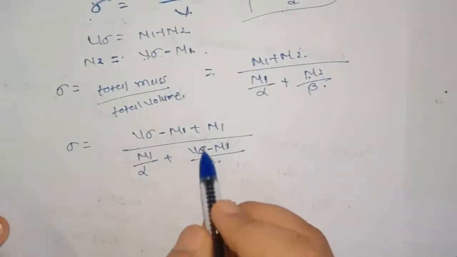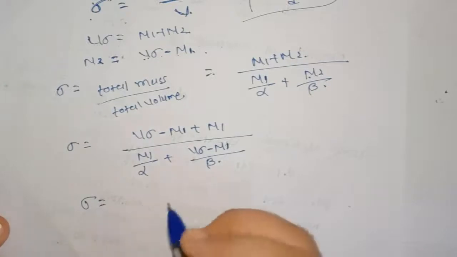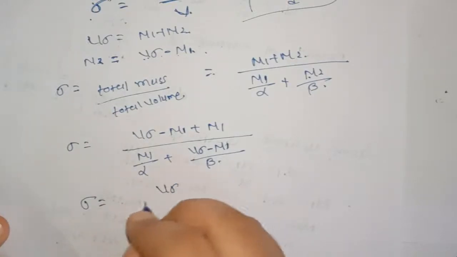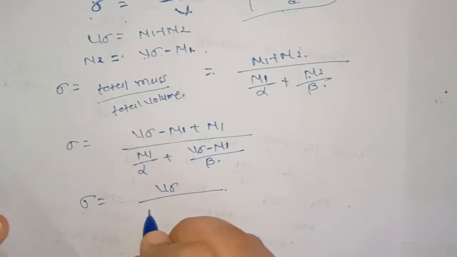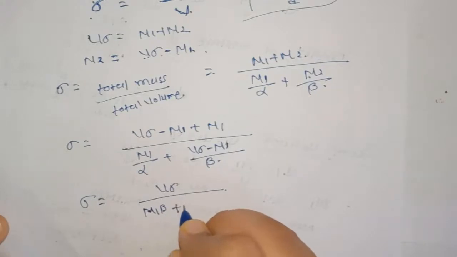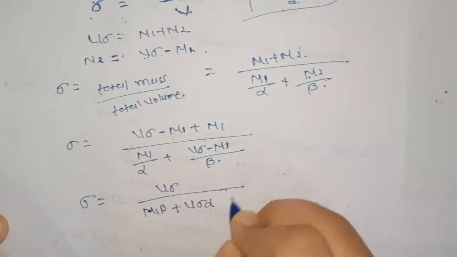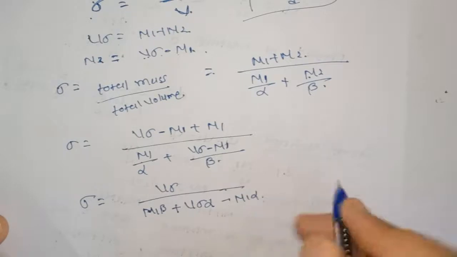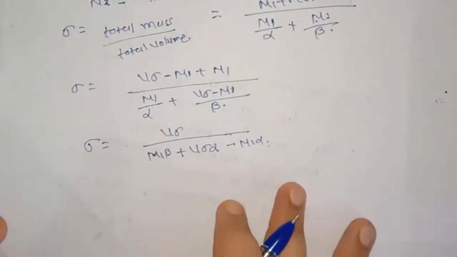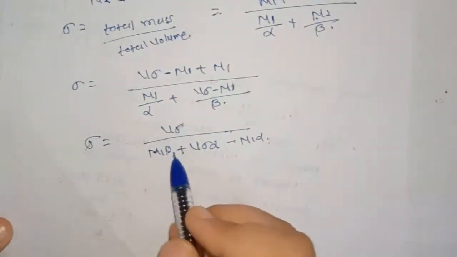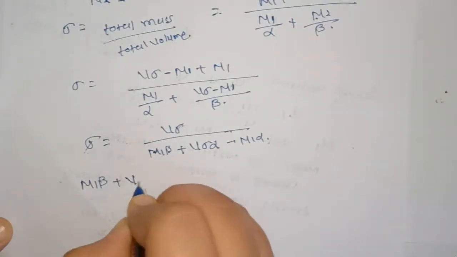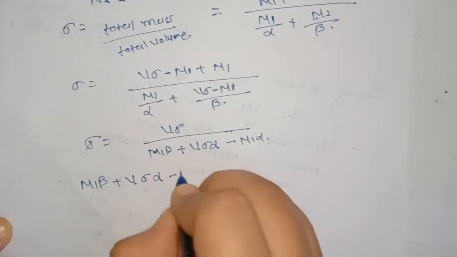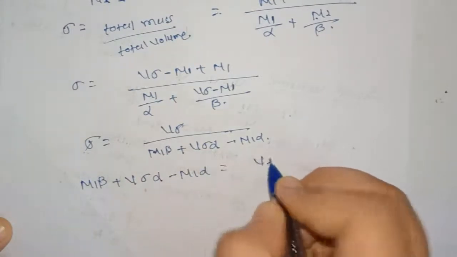This M1 will get cancelled out. So sigma will be equal to V sigma divided by, take the LCM, M1 beta plus V sigma alpha minus M1 alpha. This sigma will get cancelled out. So we can write M1 beta plus V sigma alpha minus M1 alpha is equals to V.